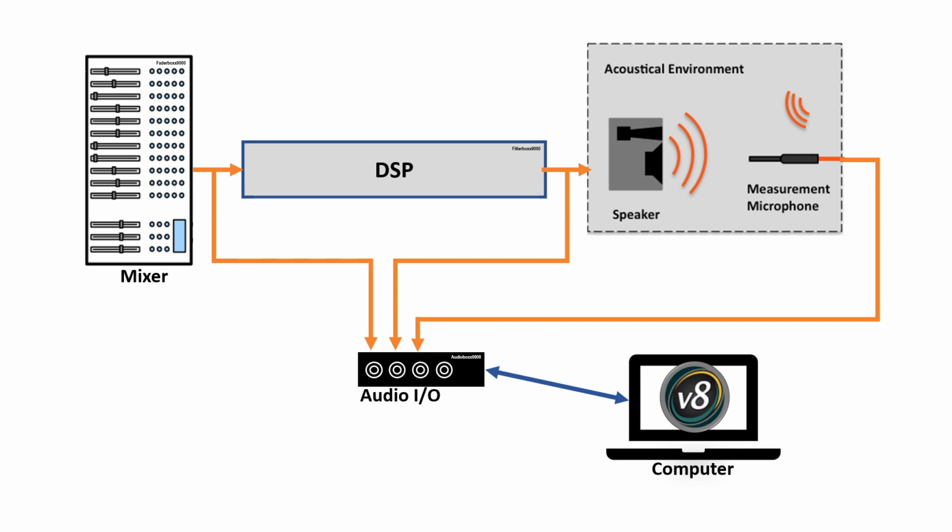But for convenience, let's connect Smaart's signal generator to the mixer. We'll also route the output of the signal generator back to an input on the audio interface. This is called a loopback, and will be helpful later if we want to measure the response of the mixing console.